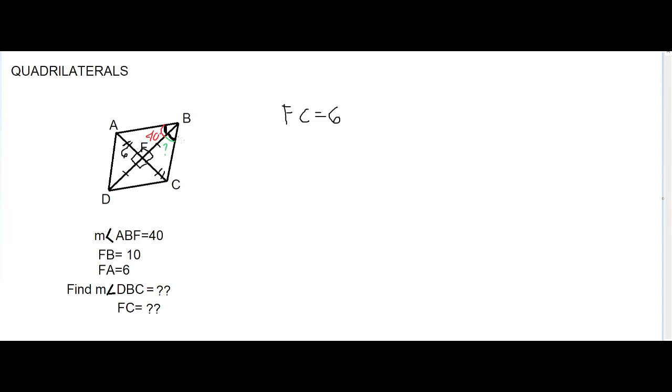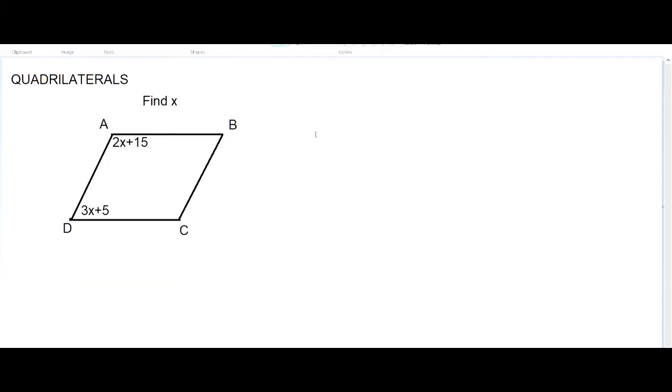Maghahati lang sila. So, ibig sabihin, if ABF is 40 degrees, then DBC, which is this angle, itong green part na to, is also 40 degrees. So you have the measurement of angle DBC is equal to 40 degrees. Next, going back sa parallelogram, now we're dealing with angles dito.